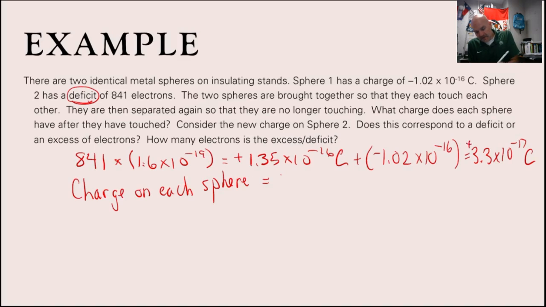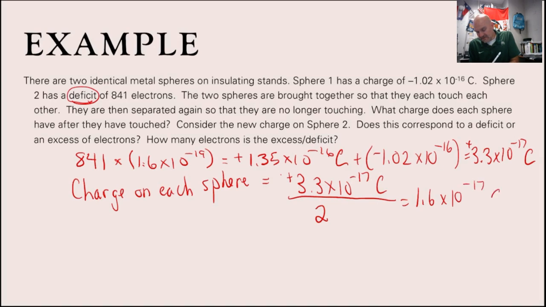Right, and so this is going to be a plus, so plus 3.3 times 10 to the negative 17th coulombs divided by 2, which is going to be 1.6, right, I rounded, so 1.6 times 10 to the negative 17th coulombs, and it's going to be a plus. So that is the charge on each. It'd be a 1.65 if we want to really get technical, right? So that is the answer to our first question. What charge does each sphere have after they touched?